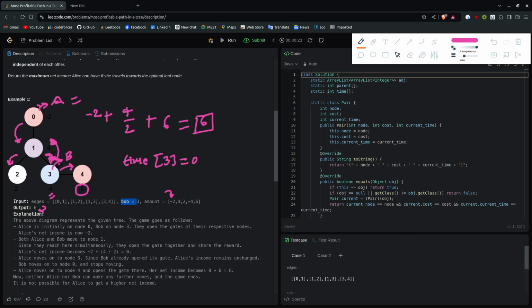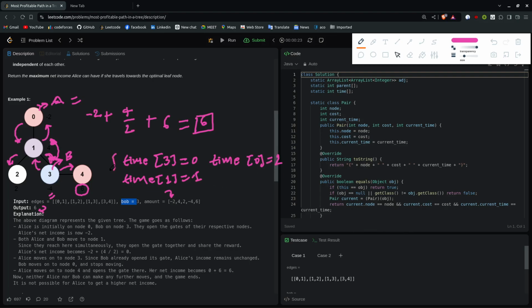So we say that time to reach this node is 0, and Bob moves forward, and I say that Bob will reach this node at time equals 1. I am considering that traversing one edge takes 1 unit of time. And similarly, when Bob goes upwards to node 0, we say that time to reach node 0 is 2.